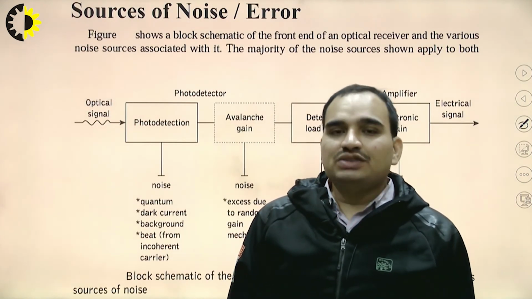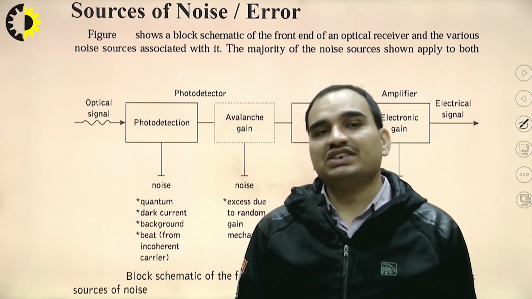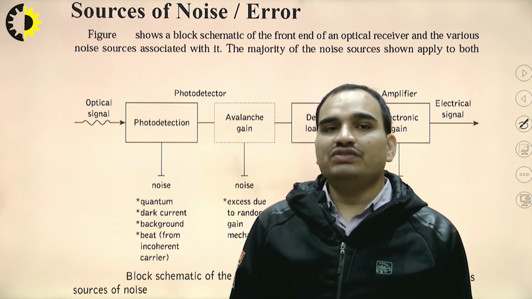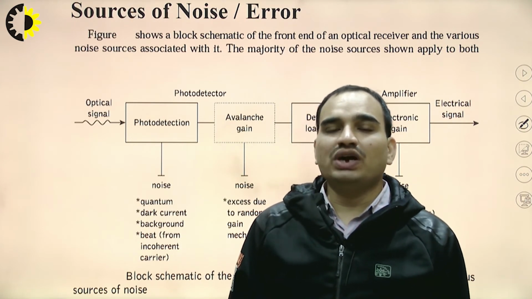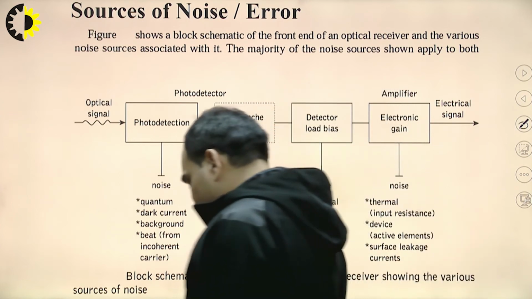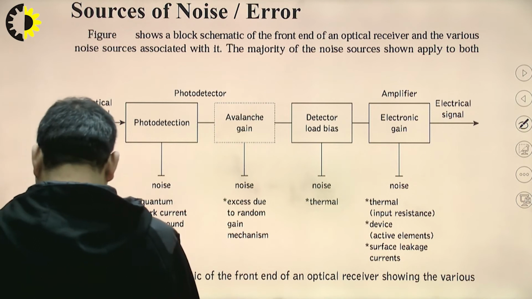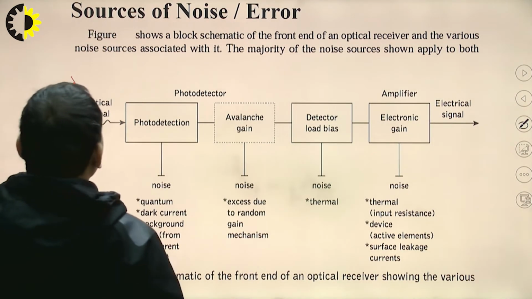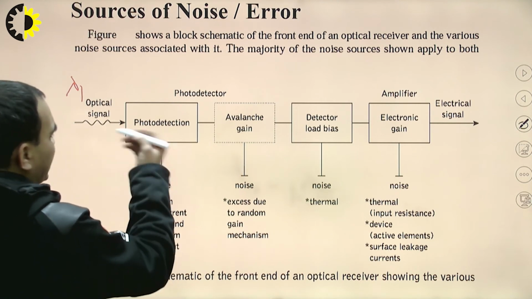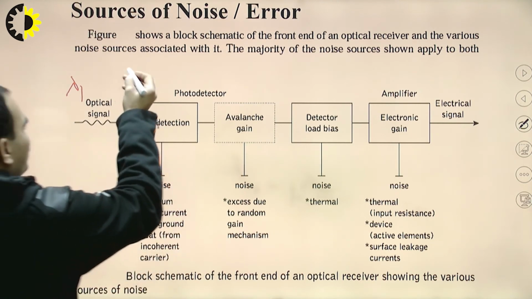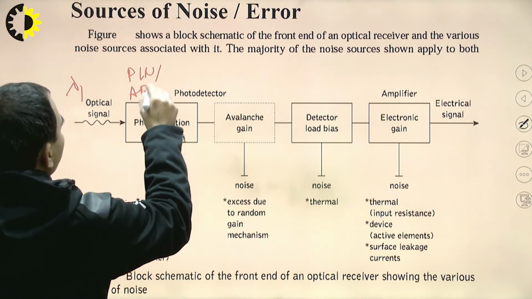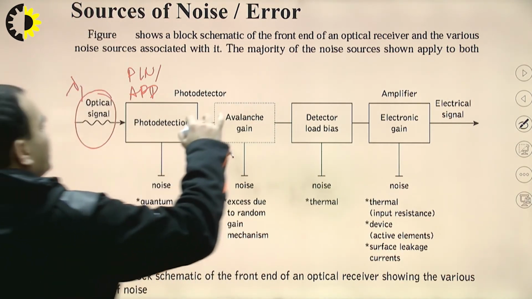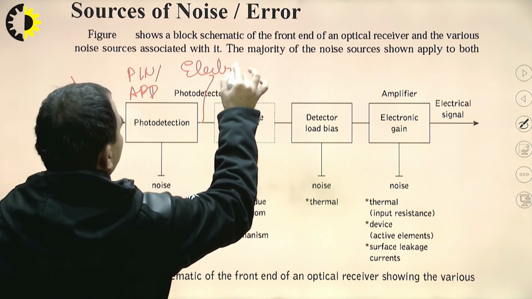There are different noises present at the receiver. This figure shows a block schematic of the front end of an optical receiver and the various noise sources associated with it. The majority of the noise sources shown apply to both types of photodiode. Here we can see in this figure we have the optical signal which is received, of some wavelength lambda, and it is striking the junction of the photodiode. So the photodetection process takes place. Here we have some photodiode, it may be a PIN photodiode or an avalanche photodiode, and this photodetector provides the electrical signal. The optical signal is converted to an electrical signal.